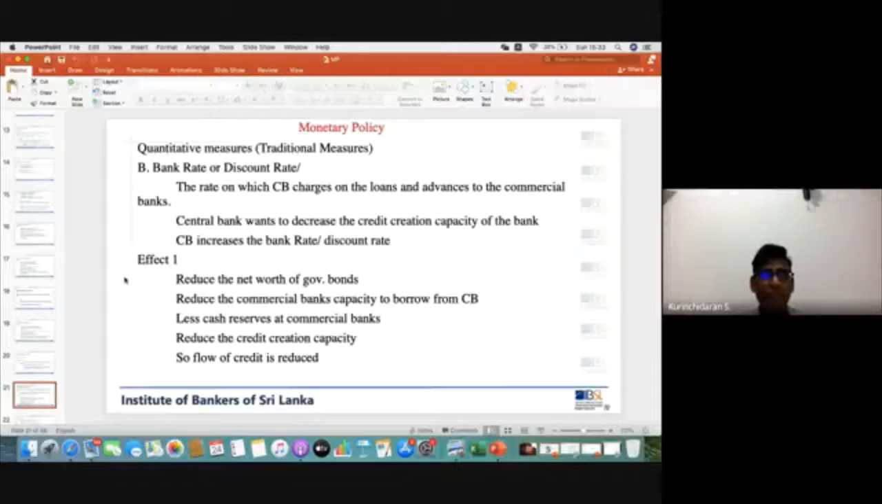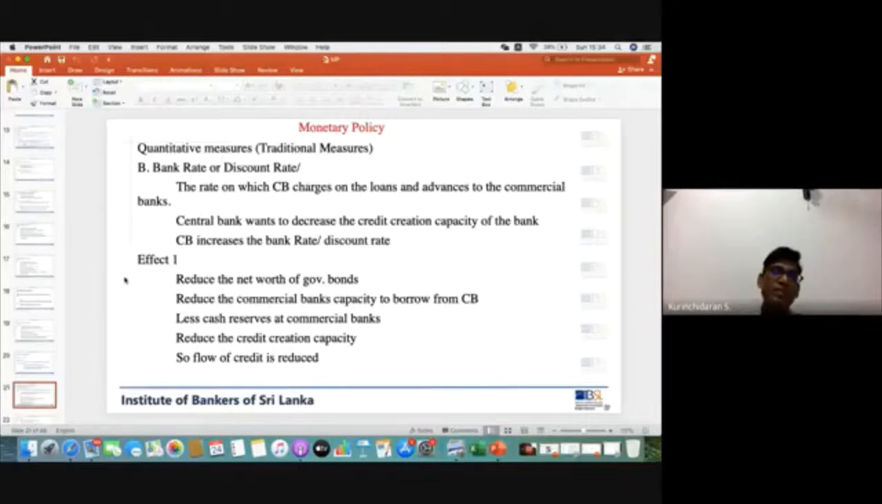And up to now, we have seen open market operation. The second, the bank rate, right? What is meant by bank rate? The rate at which the central bank charges on the loans and advances to the commercial banks. Now, commercial banks, if they need money, can go to the central bank and borrow money. On that borrowing, the central bank charges an interest rate that is called bank rate, right?